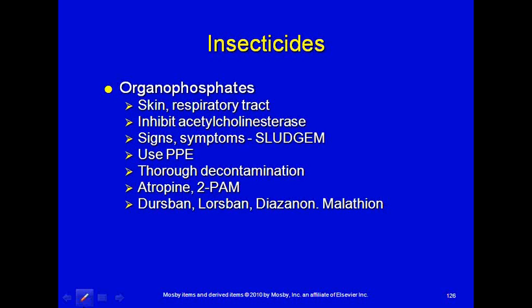And those include Dursban, Lorsban, diazinon, malathion. Those are all examples of organophosphates. Now, the amount of atropine needed to reverse the effects of the sludging, that's how we know we're going in the right direction, is we're going to double our dose of atropine every time we give it until we get these patients to dry up.